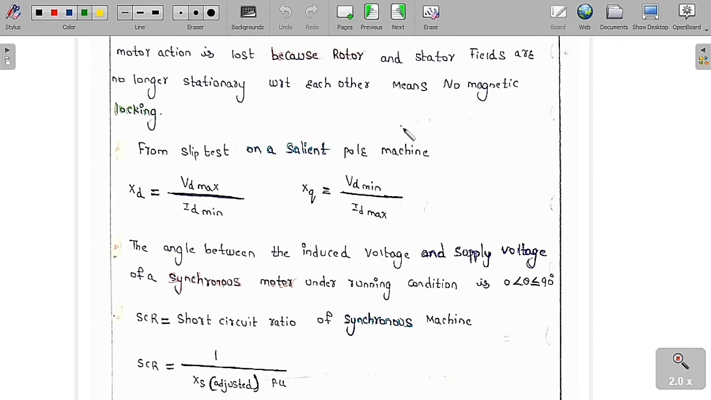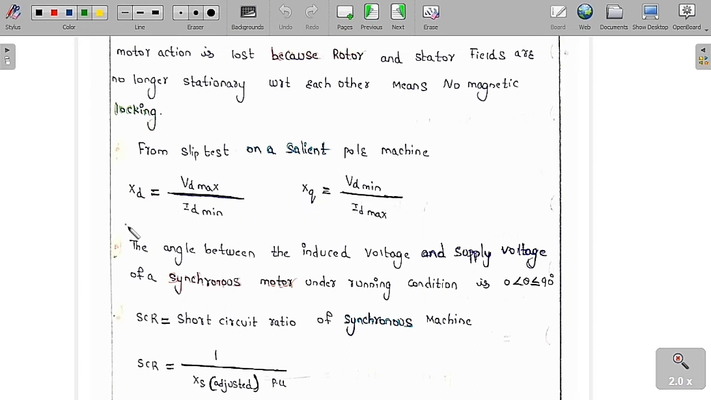If the load requirement of a synchronous motor exceeds the maximum torque, then the synchronous motor action is lost because the rotor and the stator fields are no longer stationary with respect to each other, meaning no magnetic locking. From the slip test on a salient pole machine, I have already told you, we can find the values of XD and XQ. XD is called the direct axis reactance and XQ is called the quadrature axis reactance. In the English alphabet, D always comes earlier than Q. Therefore, XD is always greater than XQ.